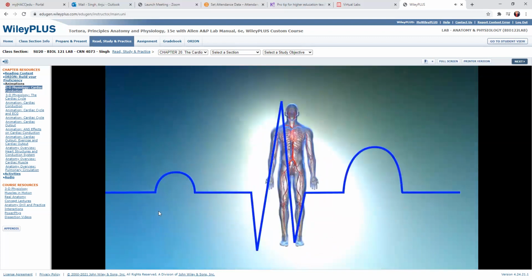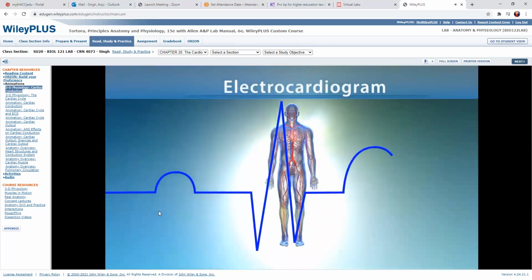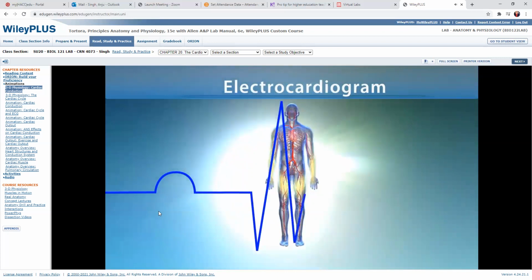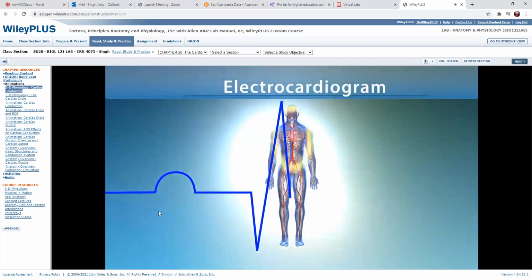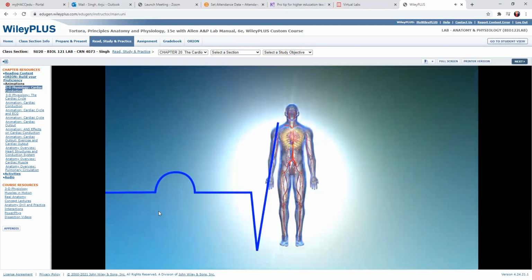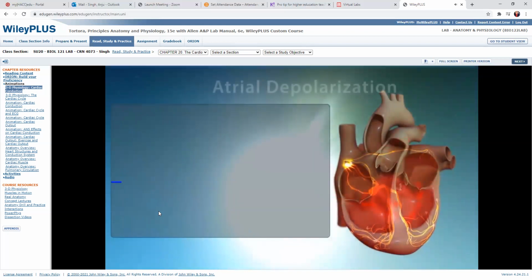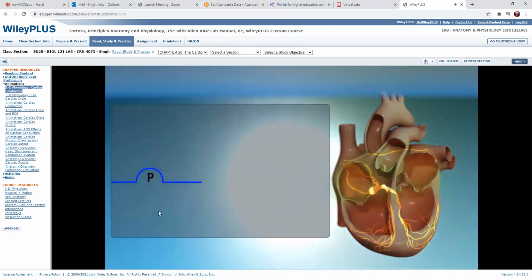Monitoring the electrical stimulation of cardiac muscle on the surface of the body is known as the electrocardiogram, or ECG. It is important to note that the ECG indicates the sum depolarization and repolarization of cardiac muscle and not its contraction. The ECG contains 3 basic waves. The P wave occurs as the atria depolarize. Once the stimulation reaches all of the atria, the wave returns to its baseline.